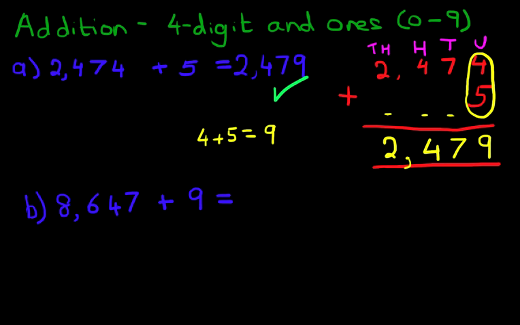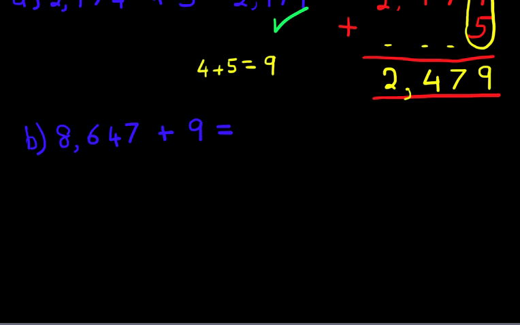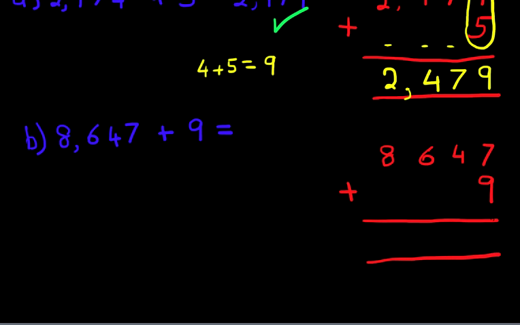Now the first stage, let's scroll down a little bit so we've got a bit more room. The first stage is let's write the question down in the vertical format. So let's do that over here. 8,647 plus 9. Now you note I didn't write a comma here between the 8 and the 6. Whether you write one or not is entirely up to you. And in this instance, we're not going to label the columns either.